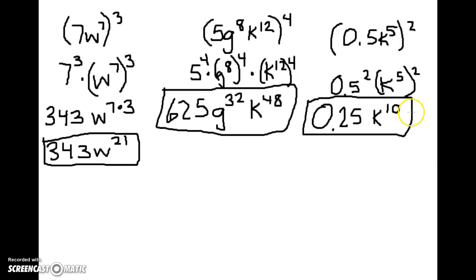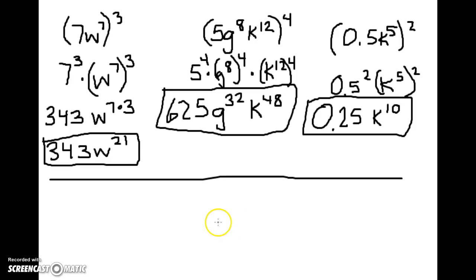So let's say I had a problem. I'm going to just give you a few examples here on checking for simplest form. So let's say I had a problem like this: 14y squared x to the fourth y to the third.